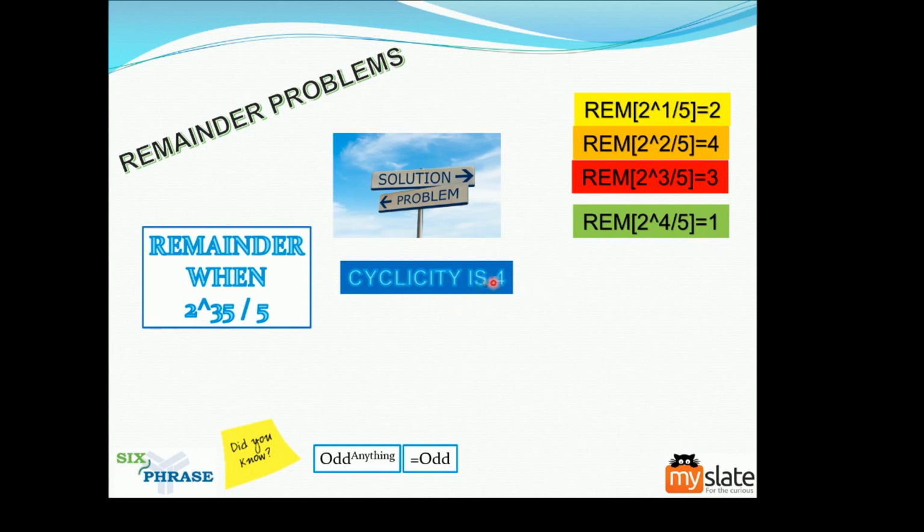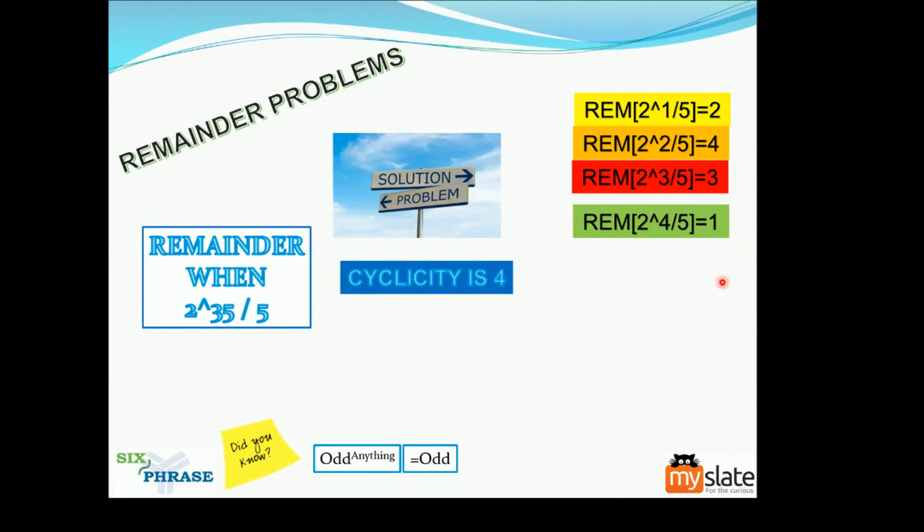Sometimes it will end at the second position, then the cyclicity is 2. Sometimes you will get 1 in the third position, it means cyclicity is 3. Sometimes you may get 1 in the 5th position, their cyclicity is 5. Sometimes you may get 1 in the 6th position, their cyclicity is 6. So depending upon that we do some calculations.